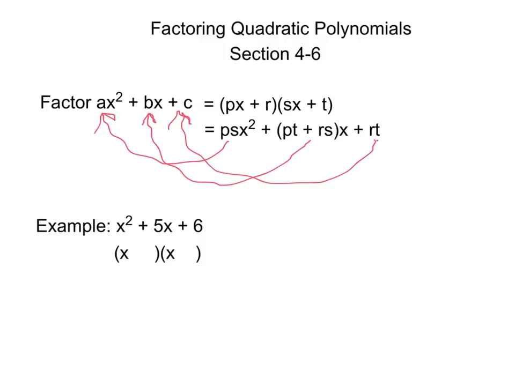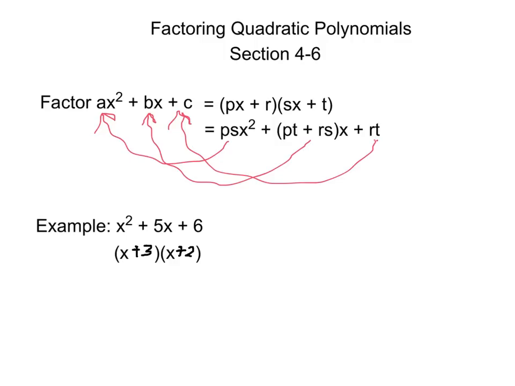Also, if we look at the signs, they're both positive, so that means both of these signs are going to be positive. So we're going to have a positive sign here and a positive sign here. Now you need to look at the 6. What numbers multiplied together are going to give you 6? Well, it's either going to be 6 times 1 or 3 times 2. Well, it can't be 6 times 1 because 6 plus 1 is not 5, but 3 plus 2 is. So therefore we know that this number right here is going to be a 3, and this number right here is going to be a 2. And now we have factored.